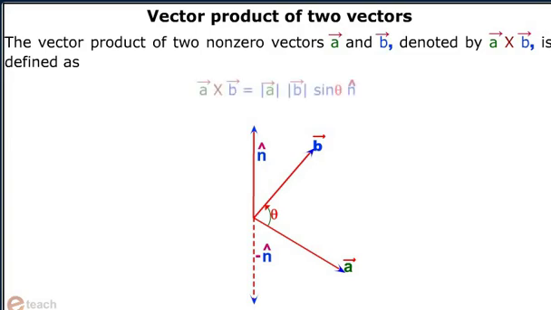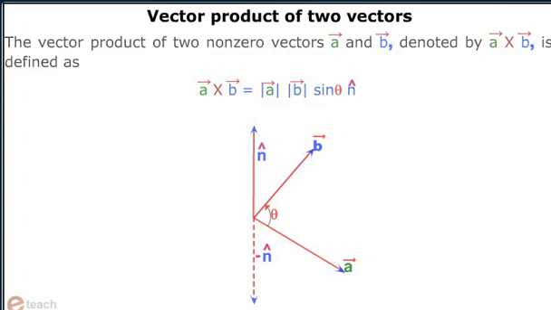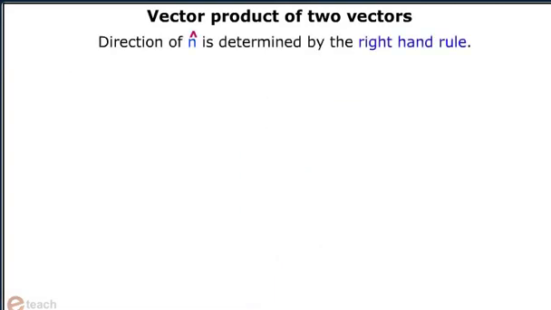a vector cross b vector equals mod of a vector into mod of b vector into sine theta dot n cap, where n cap is a unit vector perpendicular to the plane containing a vector and b vector. n cap can be either perpendicular upward or perpendicular downward the plane of the paper. The direction of n cap can be determined by the right hand thumb rule.